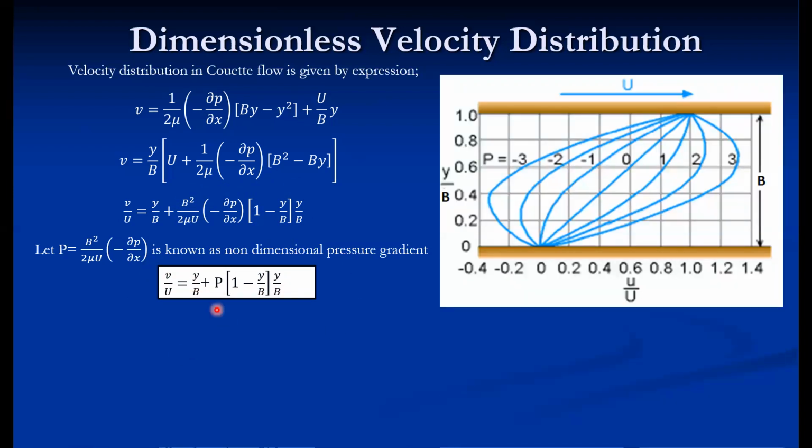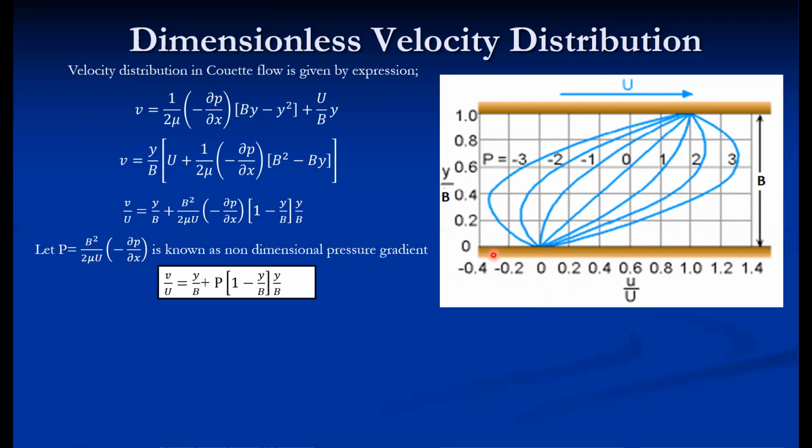Now this velocity distribution we use for getting the velocity profile for different values of P. That is nothing but the difference, because this is a constant. For a particular situation, the distance between two plates is constant, the dynamic viscosity of the fluid is constant, and the plate velocity is also constant. So P varies only with the pressure gradient. Now, depending upon these P values, how the velocity profile varies, we'll check.